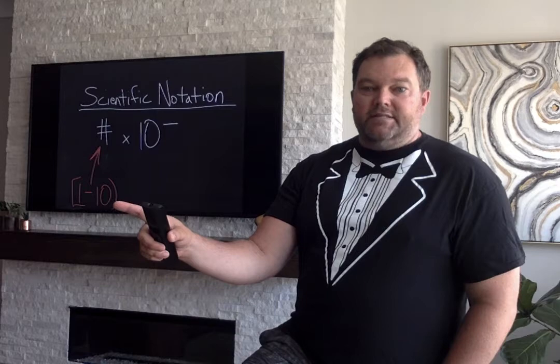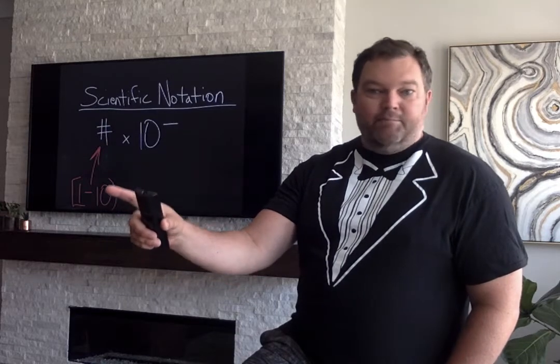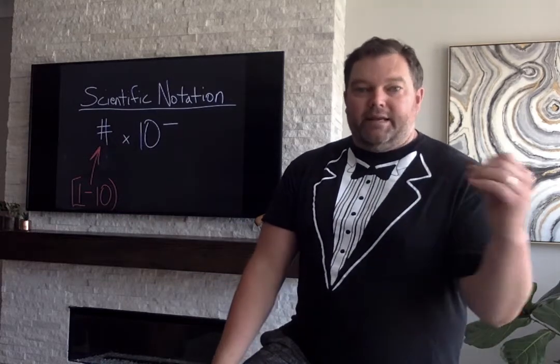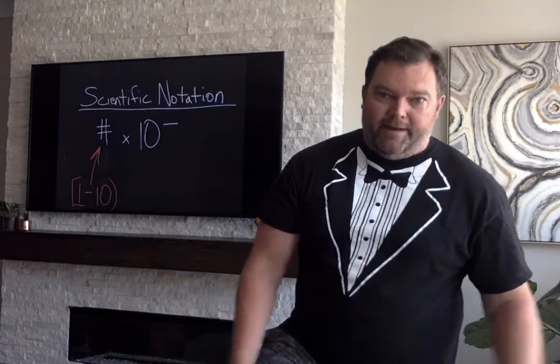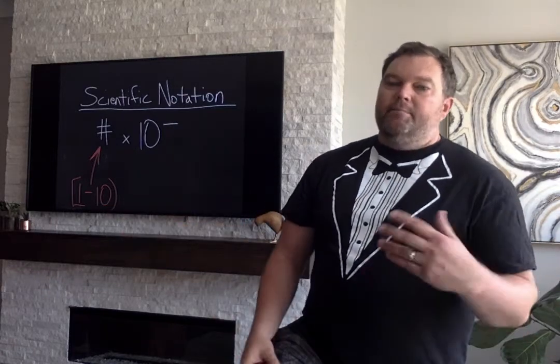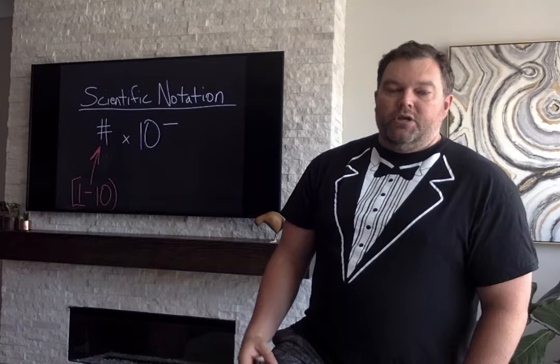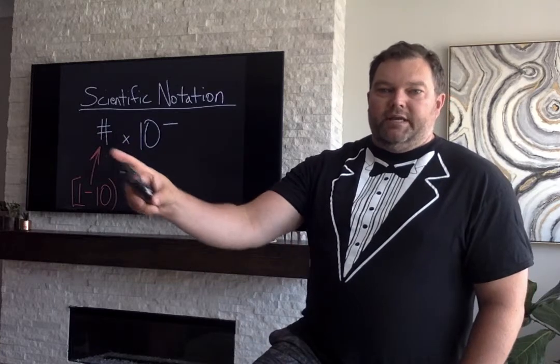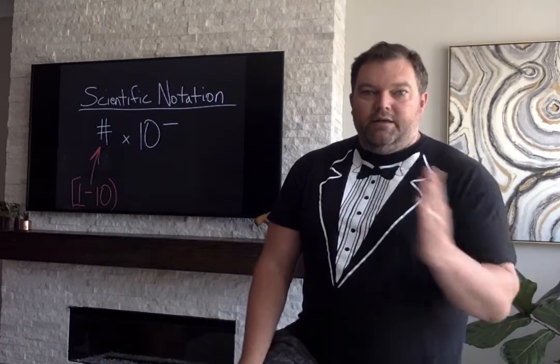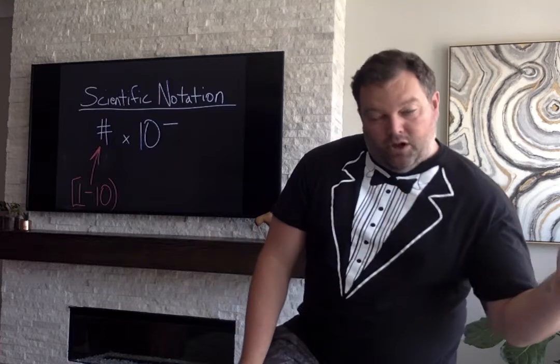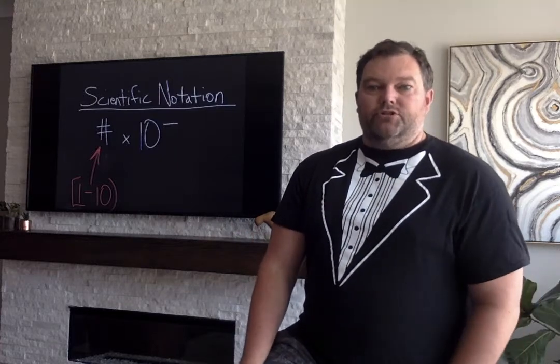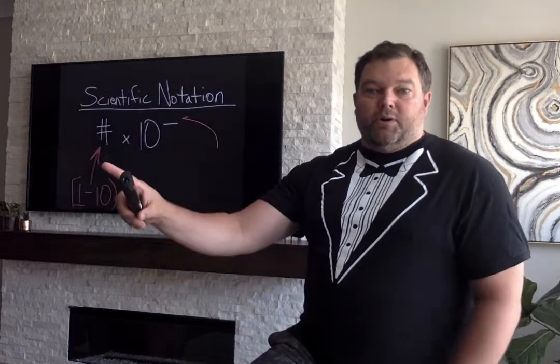So what's the biggest number that could go here? It can't be 10, but it could be 9.9999999. Really close to 10, but not actually 10. So this number at the beginning is somewhere in the 1 almost to 10 range. So that's the first part of scientific notation.